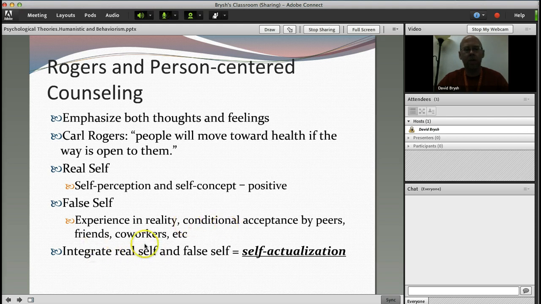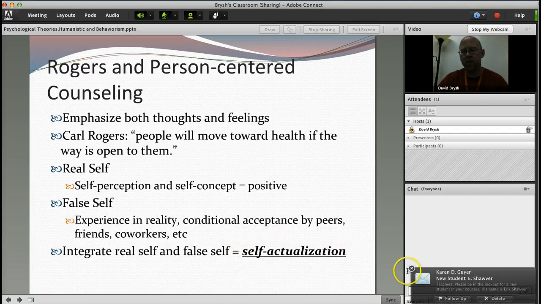And he would say that once you integrate the real and the false together, once you get that mask perfectly aligning with yourself, your real self and your mask kind of line up together, he would say that is what he would call self-actualization, where you're supposed to get. So he would say healthy people have self-actualization.